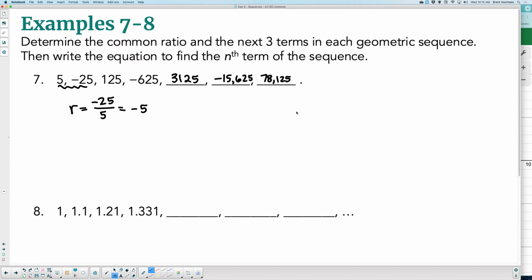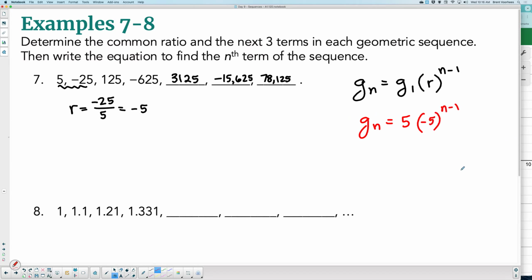Perfect. Okay, our formula. Remember, it's Gn equals G1 times R to the power of n minus 1. On our problem, what is G1? 5. What is R? -5. So it's 5 times -5 to the power of n minus 1. There's your equation right there.